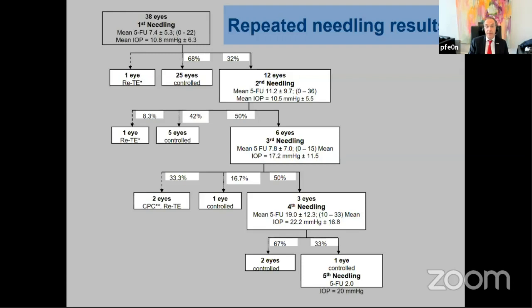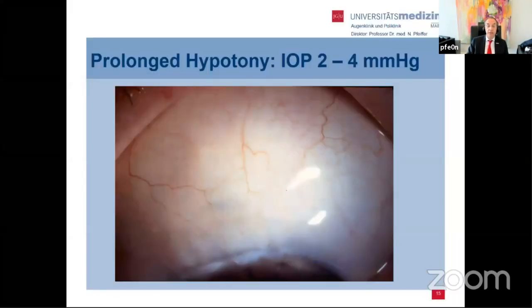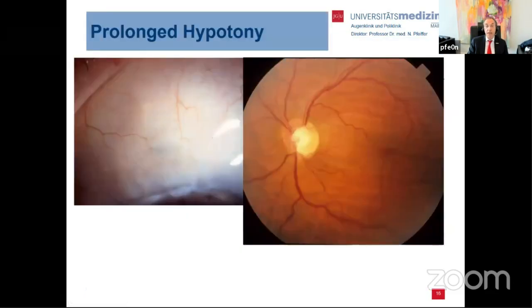So the other problem is too low pressures, and actually too low pressures are not so infrequent. You've seen a very nice filtration bleb. It looks ideal, but unfortunately, the pressure is only between 2 and 4 millimeters mercury. And also, unfortunately, this shows at the fundus of the eye, you see choroidal folds, the pressure goes down, but unfortunately visual acuity also goes down.